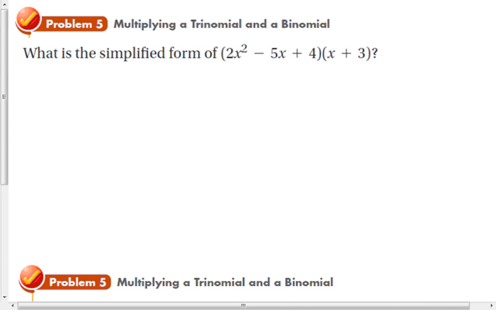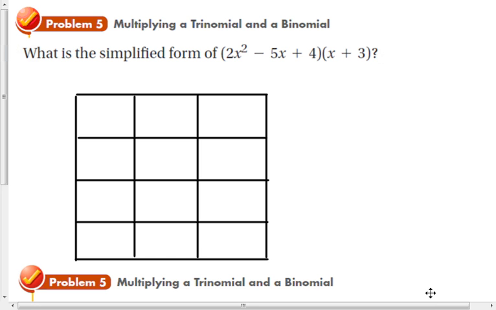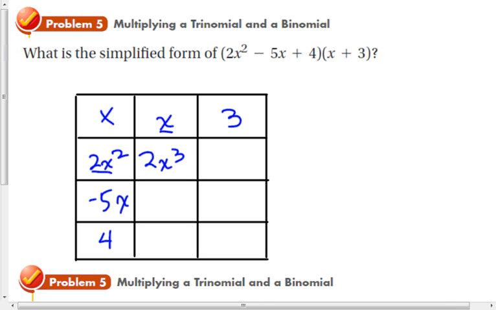All right, one more problem here to do. We're going to learn how to multiply a trinomial and a binomial. I'm going to use a table for this one. So notice I put one more row in my table. So I can put 2x squared minus 5x plus 4 here, and x plus 3 here. And I'm just going to multiply this times this. That gives me 2x to the third. -5x times x is -5x squared.